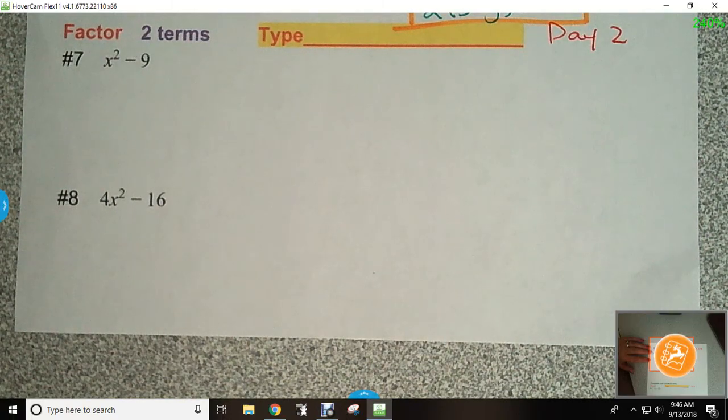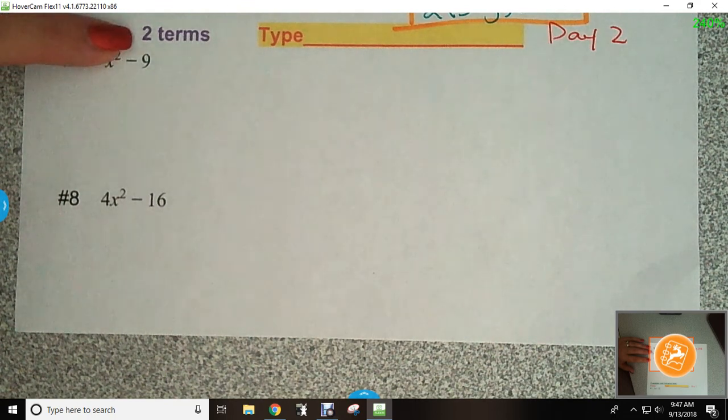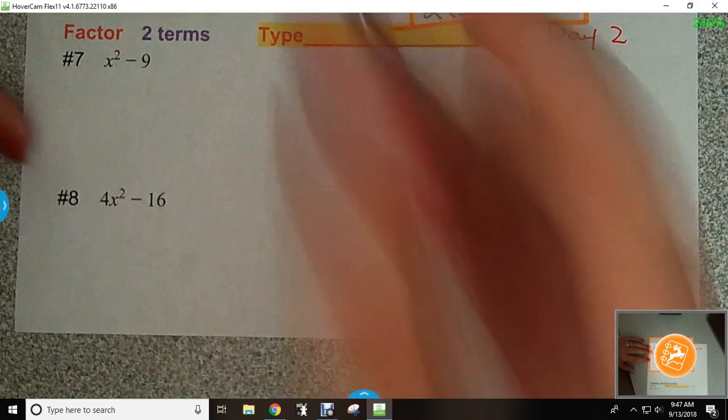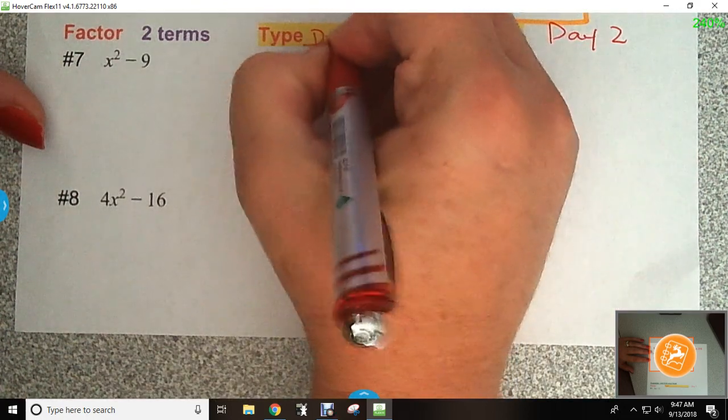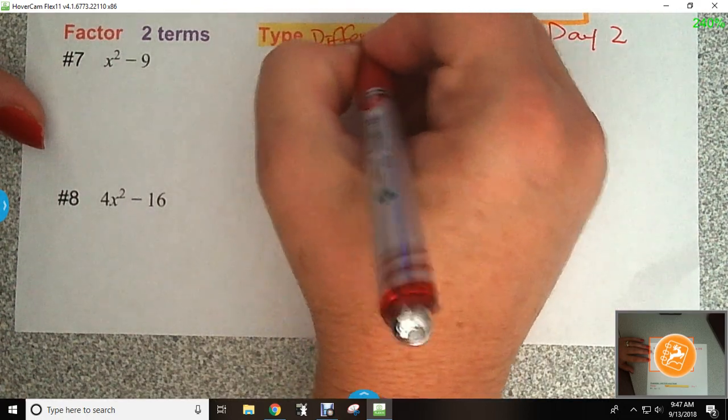Okay, so back to factoring. This time we're going to factor with two terms. This is the easiest kind of factoring ever. However, a lot of people forget about it. While we're here in Chapter 4 and we factor when there are two terms, we are always going to be dealing with the difference of squares.